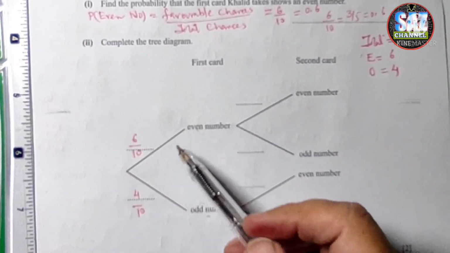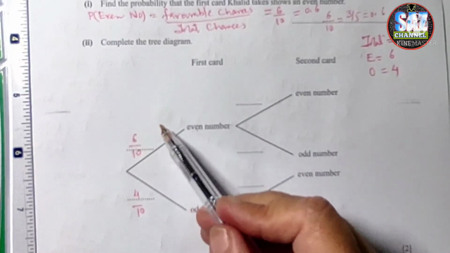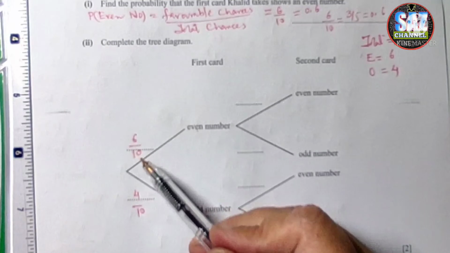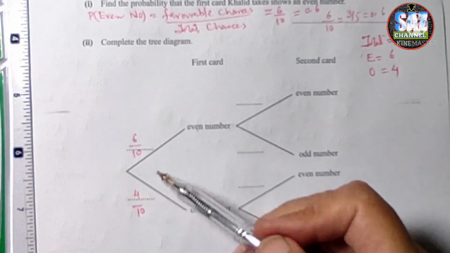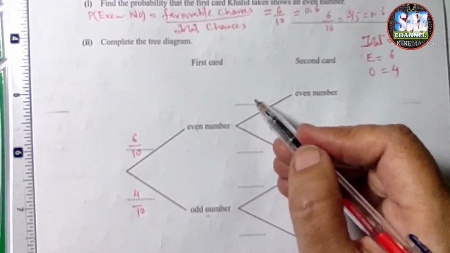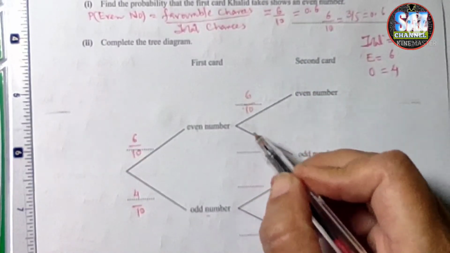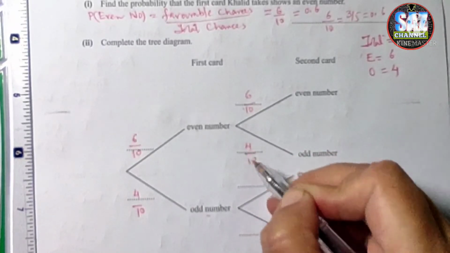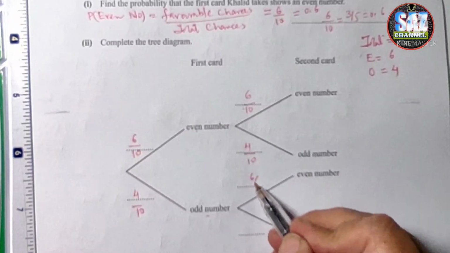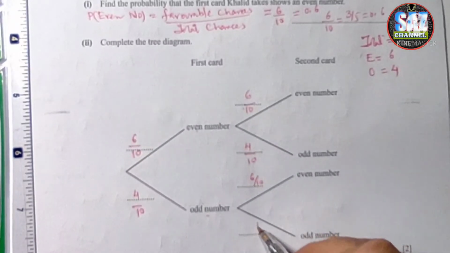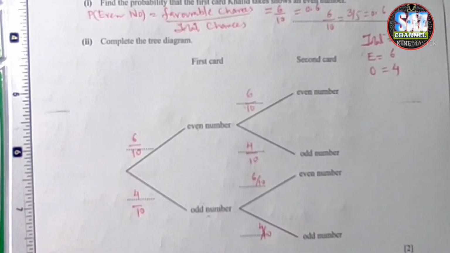Now, as the question says that after noting the number I have to put the card back, there will be no change in the numerator and denominator in both cases. Numerator and denominator will remain the same, so even will be 6 by 10 and odd will be 4 by 10, and again at the second draw, even will be 6 by 10 and odd 4 by 10. I hope you are clear about this.